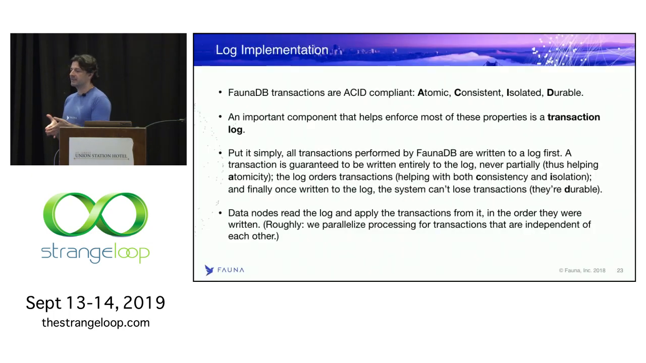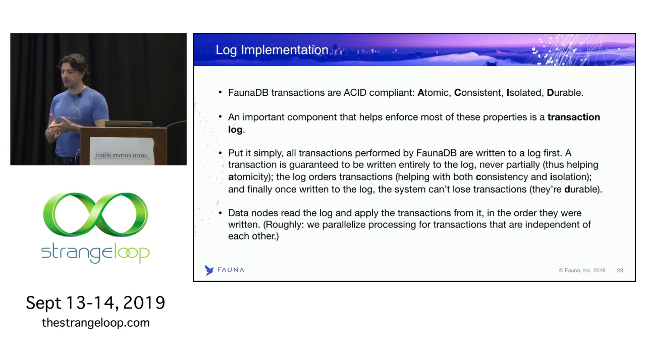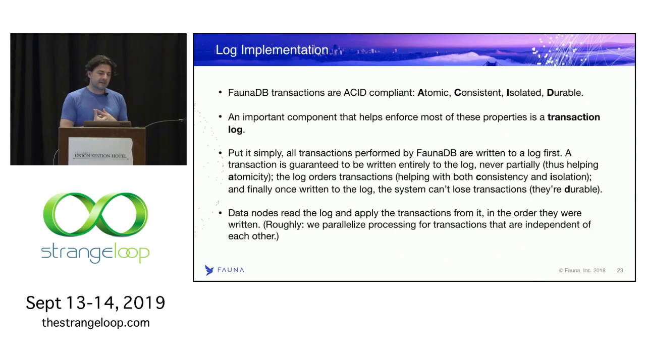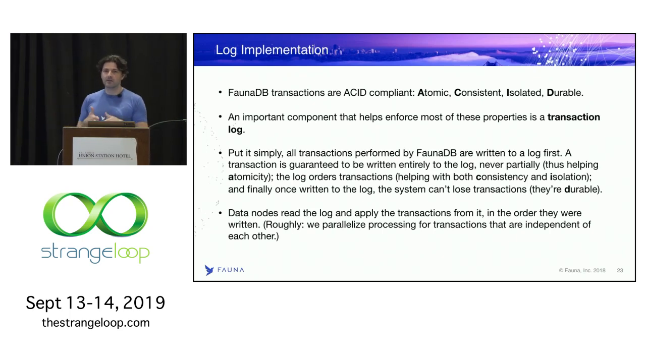So in order to have ACID transactions, our transaction log is helping a lot with it. We can guarantee that the transaction is always entirely written to the log, and that helps atomicity. It's not the whole story of atomicity, but it definitely helps. The log will order transactions, which helps both with consistency and isolation. And finally, once written to the log, the system can't lose transactions, so they are durable. Well, can't lose transactions until you lose more than a quorum of the nodes, but that's the standard asterisk disclaimer for all the consensus-based systems. What we typically say is, well, run a lot of nodes.